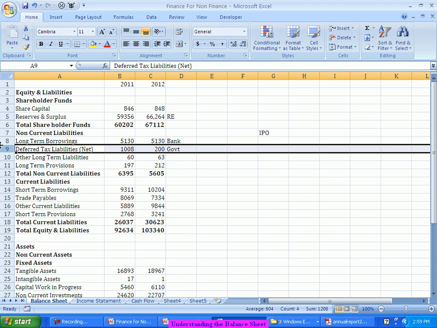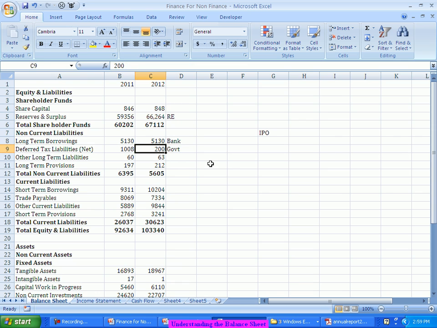Because here you don't know when the reversal will happen. So it is as good as saying that, as of this date, deferred tax liabilities are 20 crores. Which means the company has paid 20 crores lesser than what is being shown in the financial statement.